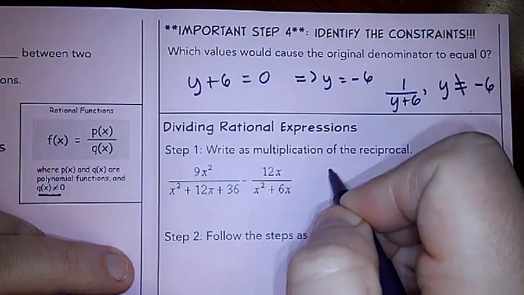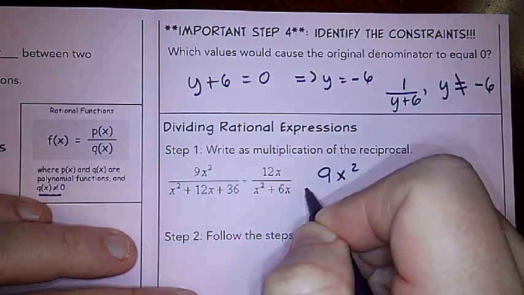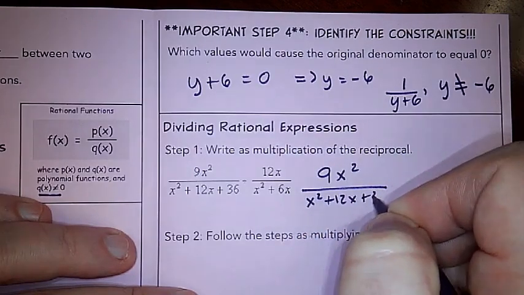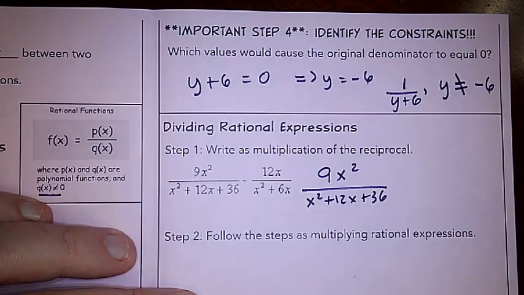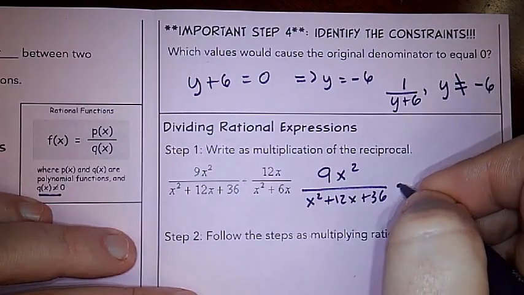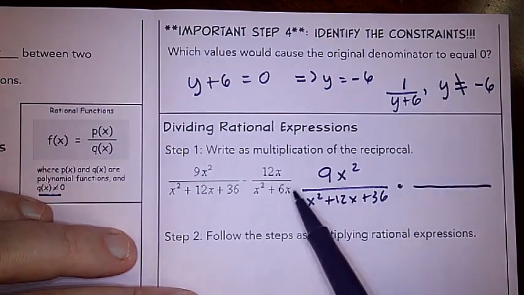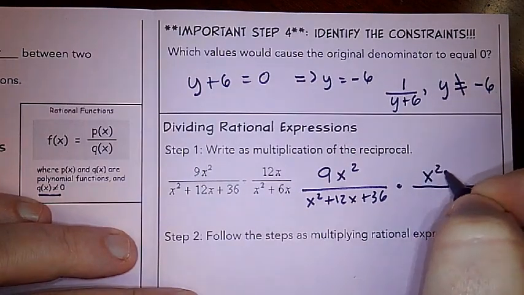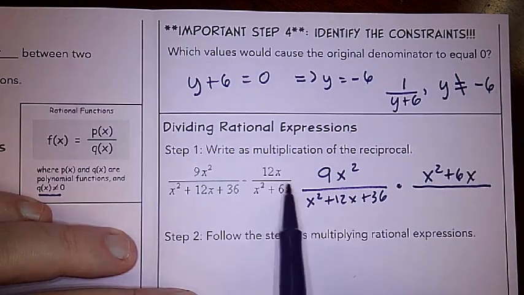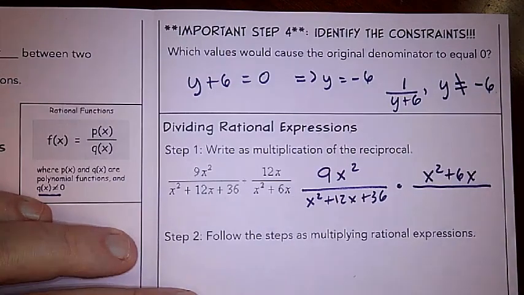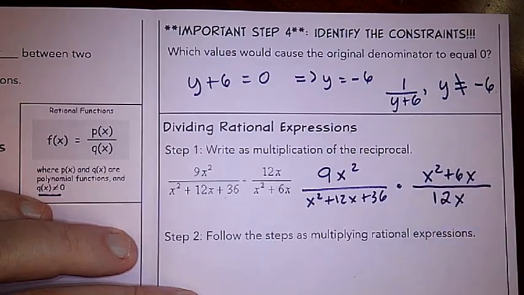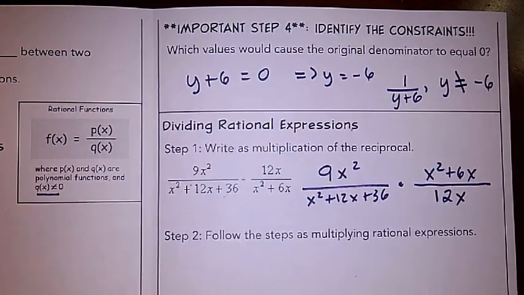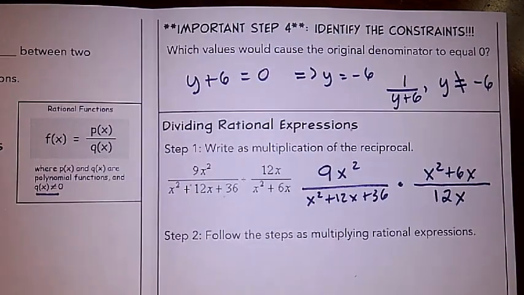So I'm going to write my first expression, 9x squared, divided by x squared plus 12x plus 36. And instead of showing this as division, I'm going to write it as multiplication, but I need the reciprocal. So my denominator is going to move up into my numerator, x squared plus 6x. My former numerator is going to now be in the denominator, 12x. So once I've rewritten this as multiplication, I already know how to do the multiplication. So I should be able to do this with very little difficulty.